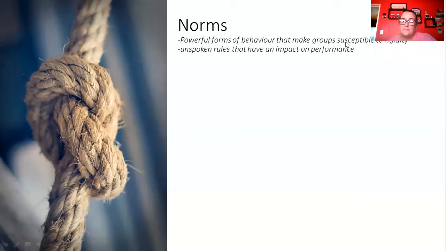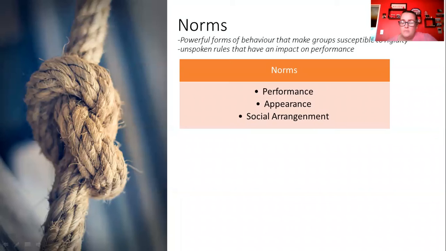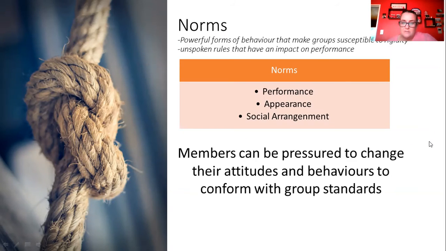Norms. Powerful forms of behavior that make groups susceptible to rigidity. They are unspoken rules that have an impact on performance. There are norms of performance, appearance, and social arrangement. Members can be pressured to change their attitudes and behaviors to conform with group standards.